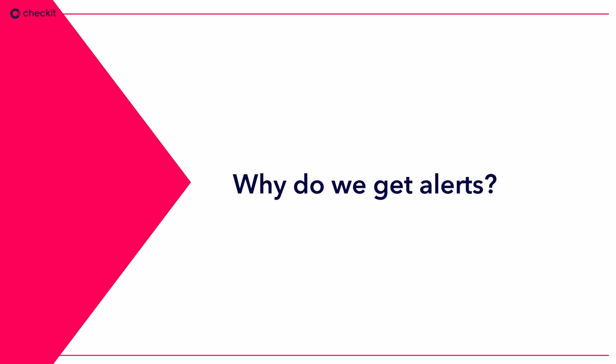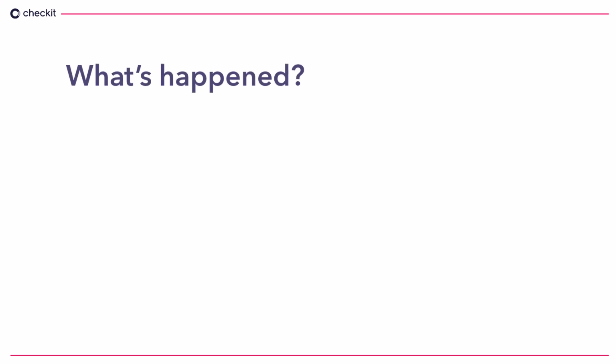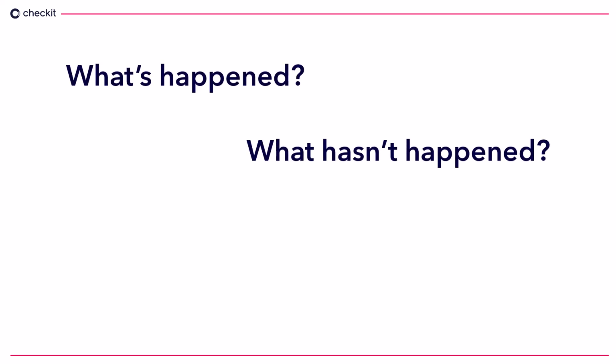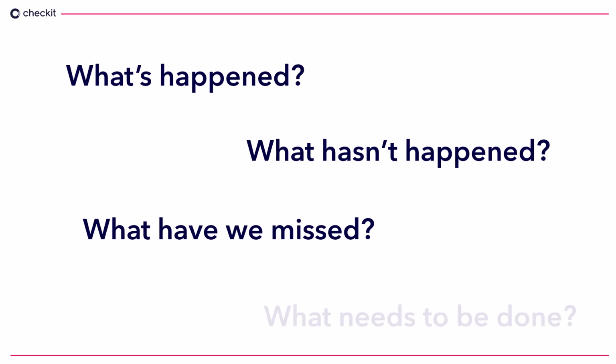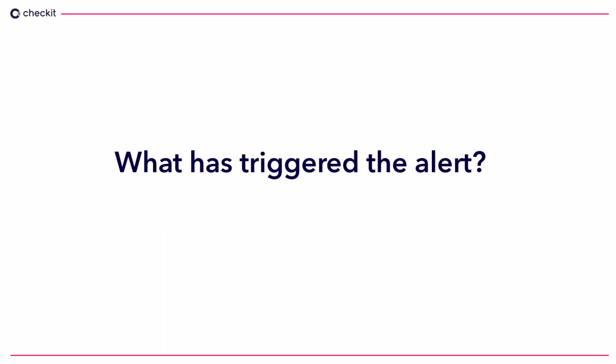When we get alerts, we're getting them because there's a problem with something. But what is it that has happened, or perhaps hasn't happened? What have we missed? What needs to be done? What is it that's triggered the alert? Let's talk first about the alerts that are generated from work management.